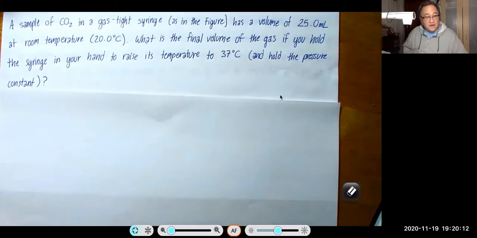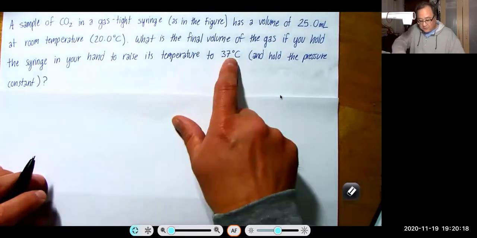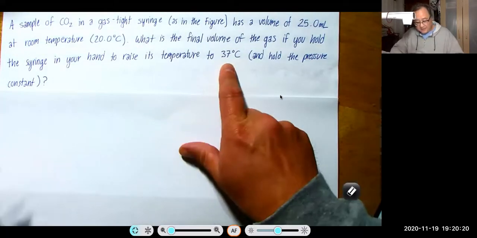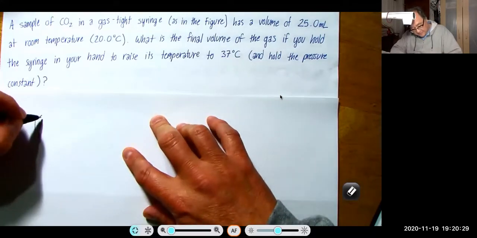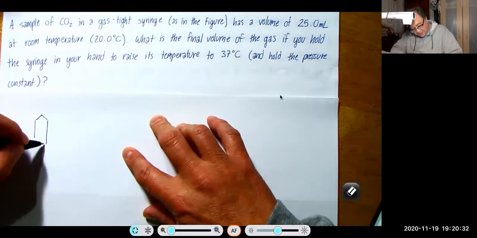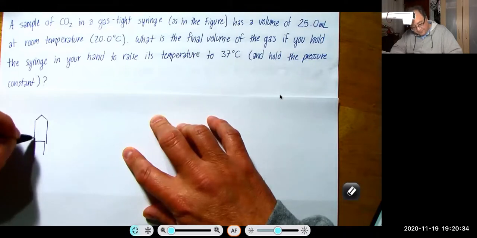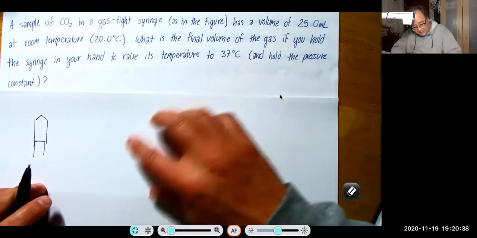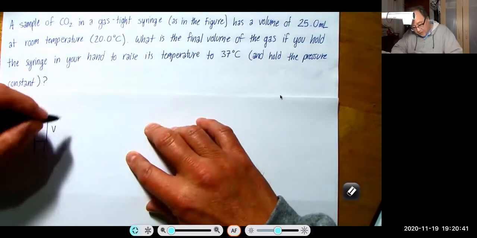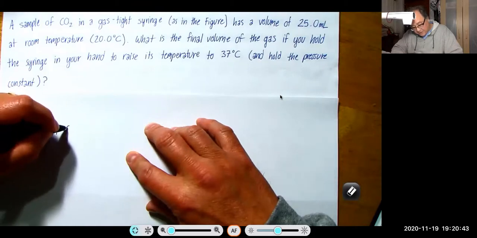What is the final volume of the gas if you hold the syringe in your hand and raise its temperature to 37 degrees Celsius? Okay, so we have a syringe, and here's the plunger. And we have a volume of 25.0 milliliters. So V1 is equal to 25.0 milliliters.